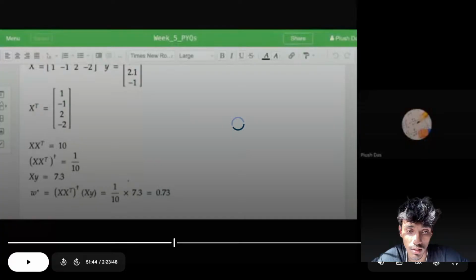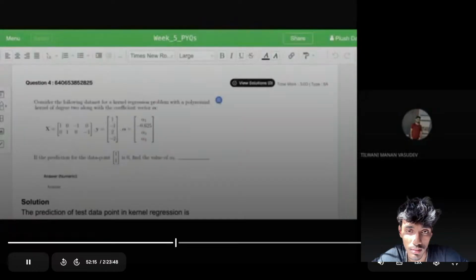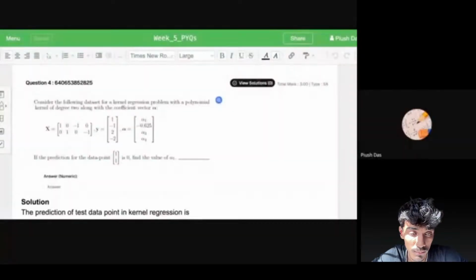Consider the following data set for a kernel regression. Question is not visible, sir. It's not visible. Okay. So consider the following data set for a kernel regression problem.